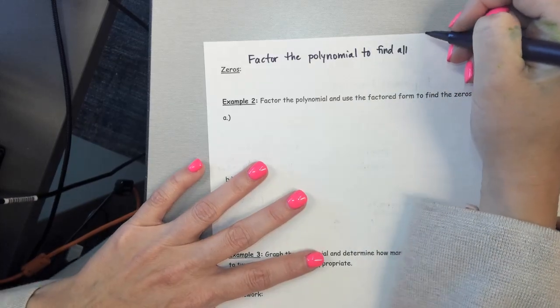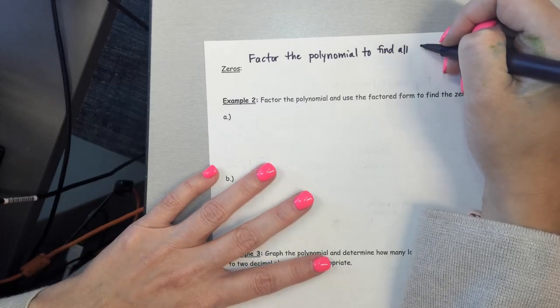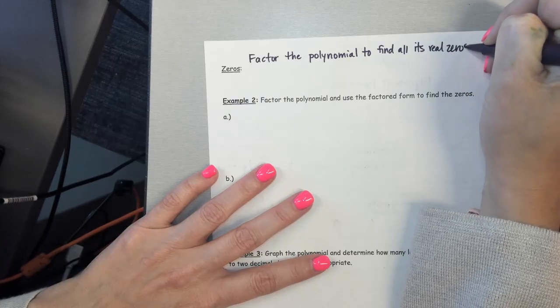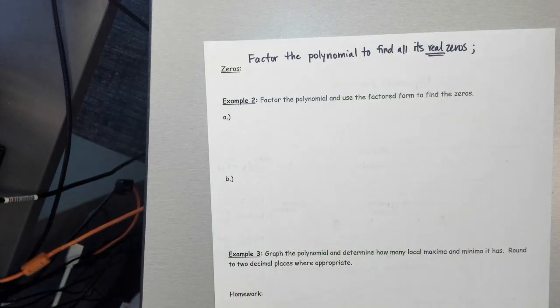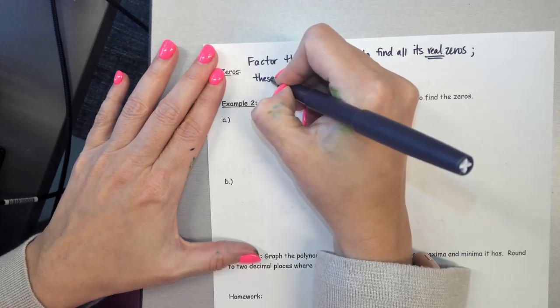Yep, where the graph touches the x-axis. So they are the x-intercepts. So factor the polynomial to find all its real zeros. Okay, and the real zeros can always be found on the graph. As you guys were working on this, somebody asked me, are the real zeros going to be the same as the degree? And sometimes it will, but if you have imaginary zeros, it won't be. Okay, and then these are your x-intercepts of the graph.